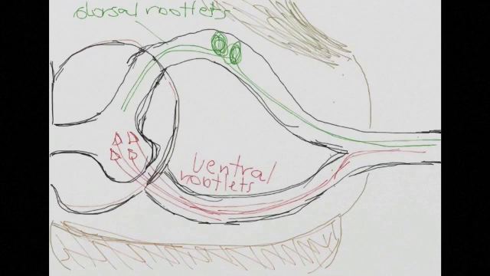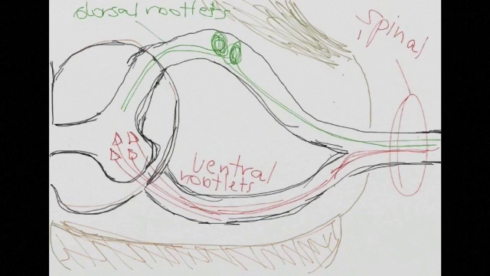These fibers will now mix and join together to form the spinal nerve. So this area is the spinal nerve. So please note that we have a mixture of both sensory and motor fibers there.